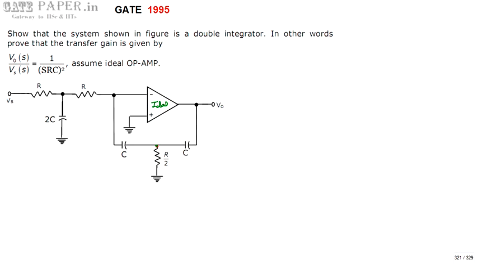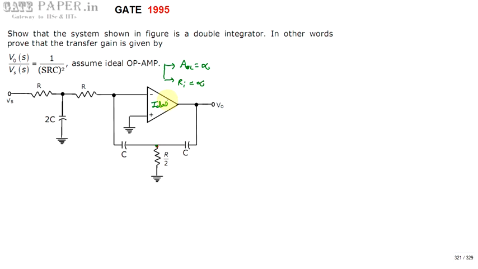An ideal op amp always satisfies two important characteristics, which will be useful for the analysis. One is voltage gain: the open loop voltage gain of an op amp is infinite. The other is that the input impedance of an op amp is infinite.